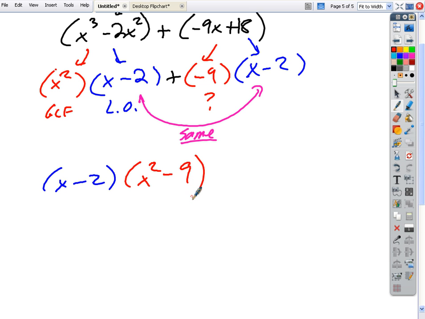But now, this one's done. We know that one's done because the x is to the first power. What about this second one? I've got an x squared in there. It would be x minus 3. Okay, what does that factor into? X minus 3. No. X plus 3 times.